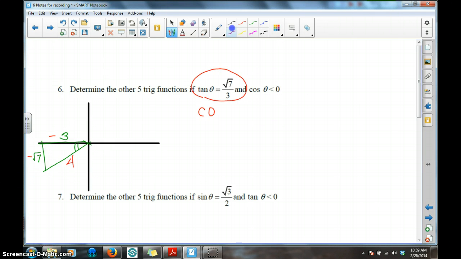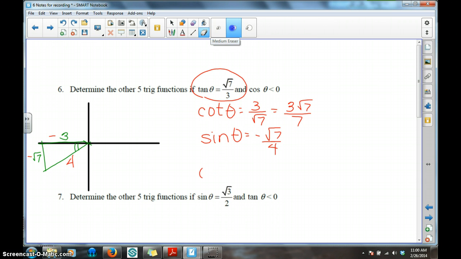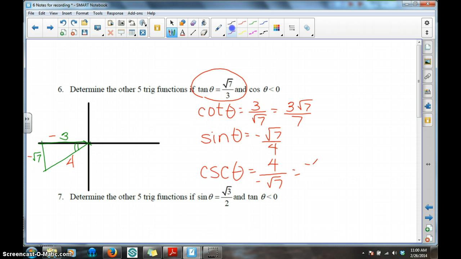I can do cotangent right from the original question. Notice I'm going to have to rationalize that. I'm going to do sine next, and I'll get negative rad 7 over 4. I'm going to do cosecant next with a CSC. And this one also is going to have to be rationalized. I'm going to do cosine next. And secant will be last. It's not bad.